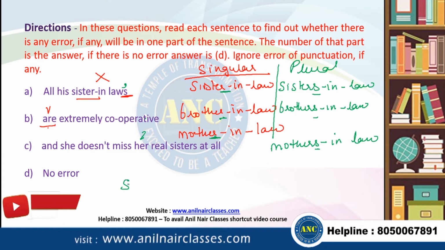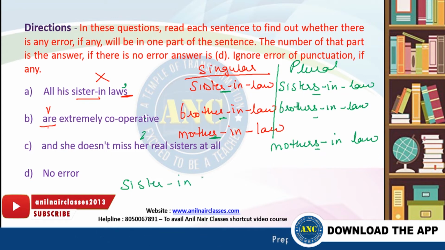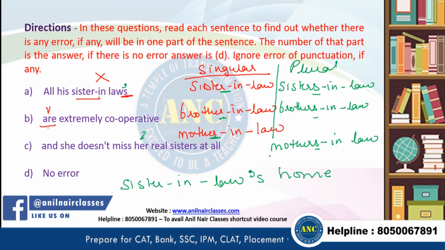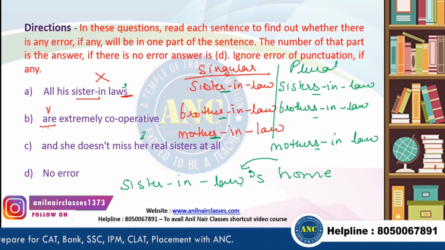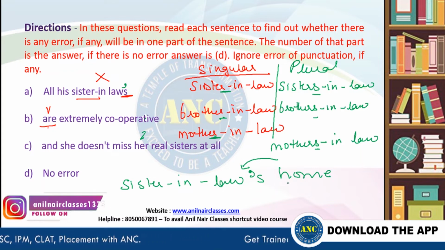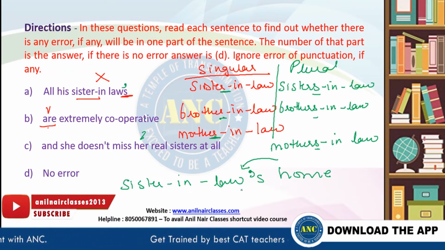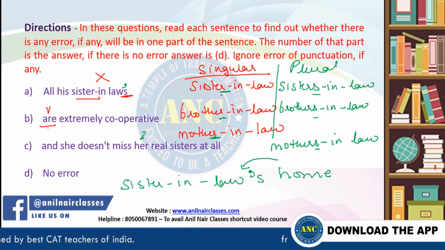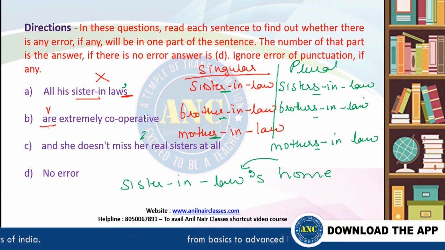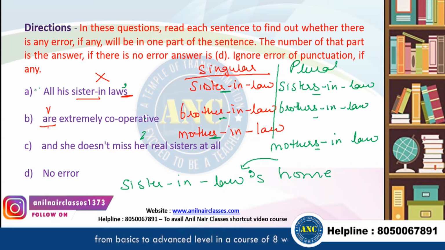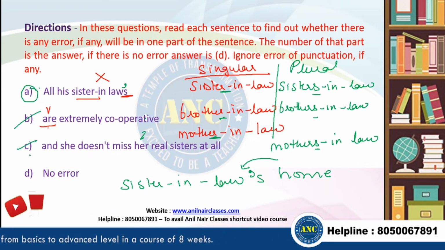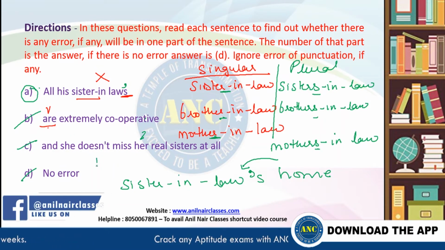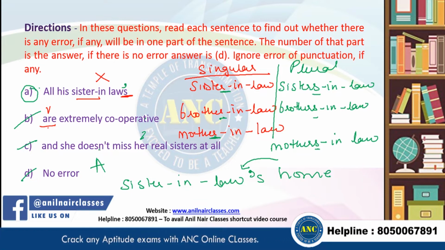Now if I talk about sister-in-law's home, that means this home belongs to my sister-in-law. There is one sister-in-law and I am talking about the home which belongs to that one sister-in-law. But now when I am talking about more than one sister-in-law, the S will be taken with the first noun, which should be sisters-in-law. Clear? So we have an error over here at A and we can get rid of B, C and D. So your right answer is A. Let's move ahead to the next question.